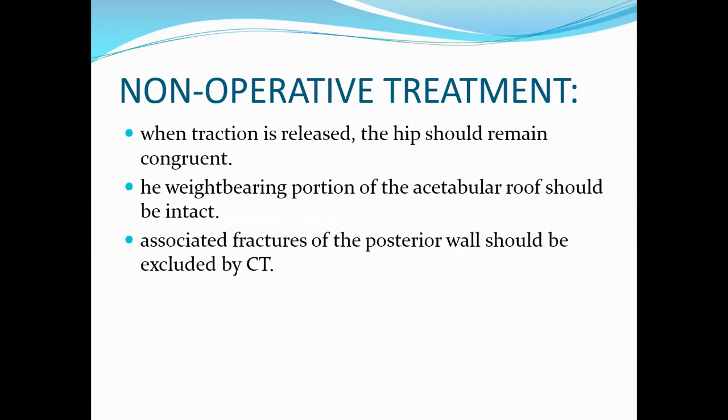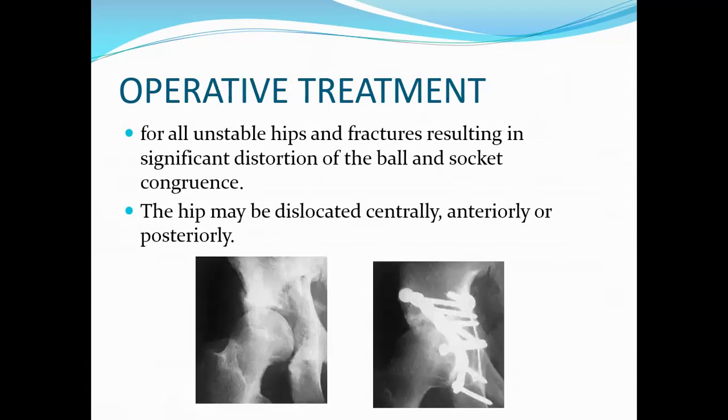What about non-operative treatment? When traction is released, the hip should remain congruent. So the aim of our treatment is to keep the congruency of the acetabulum itself. If I put skeletal traction and I keep the congruity of the acetabulum, this is enough, no need for surgery. But of course, in an unstable one, we should do an operation to be more sure of the congruency of the acetabulum. Of course, a weight-bearing area fracture is a candidate for surgery. And usually we should exclude posterior wall fracture by doing CT scan, because X-ray alone is not enough to assess the pattern of the fracture.